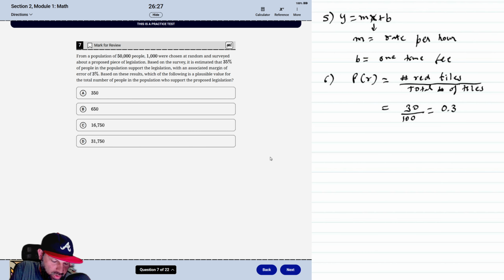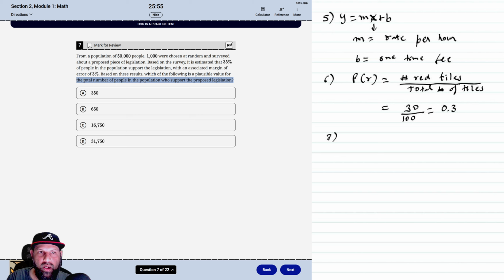The next one says that from a population of 50,000 people, 1,000 were chosen at random and surveyed about a proposed piece of legislation. Based on the survey, it is estimated that 35% of people in the population support the legislation with an associated margin of error of 3%. Based on these results, which of the following is a plausible value for the total number of people in the population who support the proposed legislation?